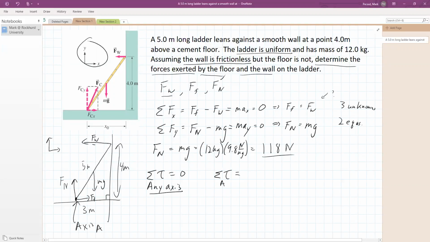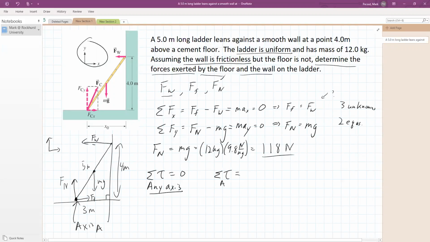So if I put my axis here, I only have a torque from gravity and a torque from the wall force. If I put my axis somewhere else, I'll have more torques. So if I choose the axis to be down here, it just makes it easier. There's fewer torques. Okay, so let's go ahead and start. The center of mass of the ladder is, well, let's take them force by force.